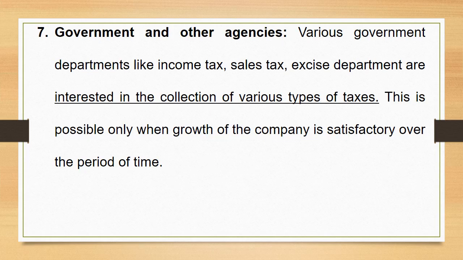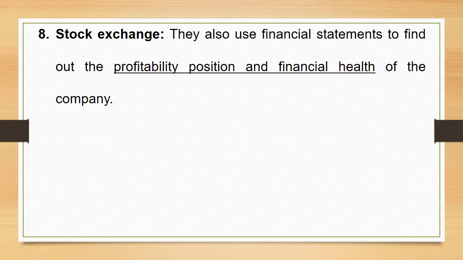Next is government and other agencies. Various government departments like income tax, sales tax, and excise department are interested in collection of various types of taxes. This will be possible only when the growth of the company is satisfactory over the period. The stock exchange also uses the financial statements to find out the profitability position and the financial health of the company. That's all for part 3 of financial statements. I'm sure I have tried my best to make you understand the concept of financial statements, balance sheet and statement of P&L, and the parties interested in the financial statements of the company, what their objective is and all.